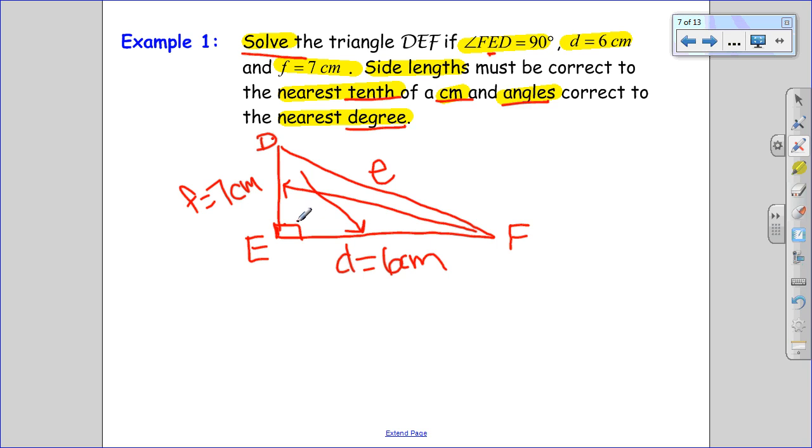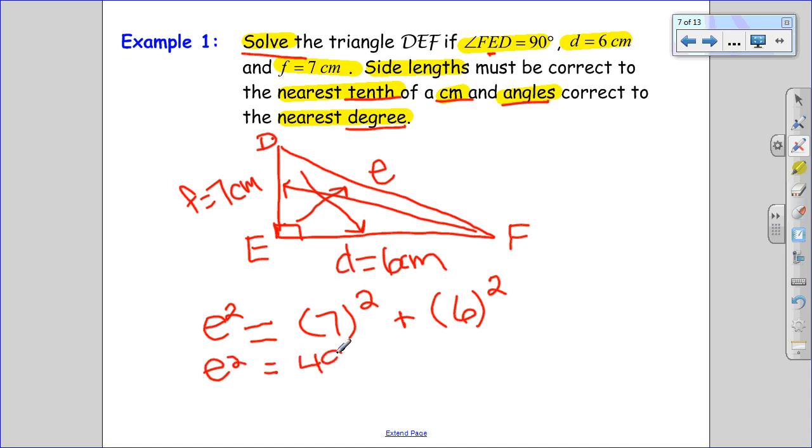Now if I look for my right angle, that's my right angle. The side I don't know is the hypotenuse. So it stands alone on the left side of the equal sign, and I substitute in the side lengths of the other two sides into the equation. So I've got 7 squared plus 6 squared. E squared is 49 plus 36, and E squared is 85, and E is equal to the square root of 85.